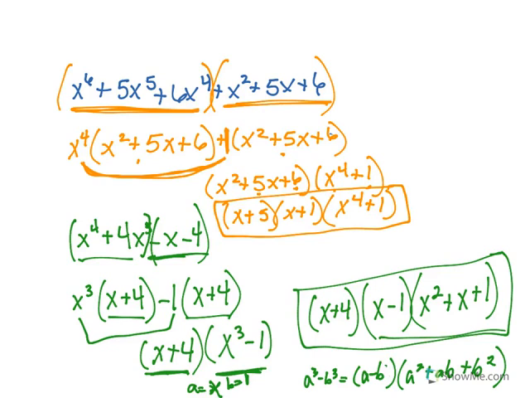Okay, like I said, I'm going to do one more of the ones at the very beginning that were in the red. Let's look at 27 x to the 6th plus y to the 9th. So, okay, first, is there a GCF? No. It's a binomial.